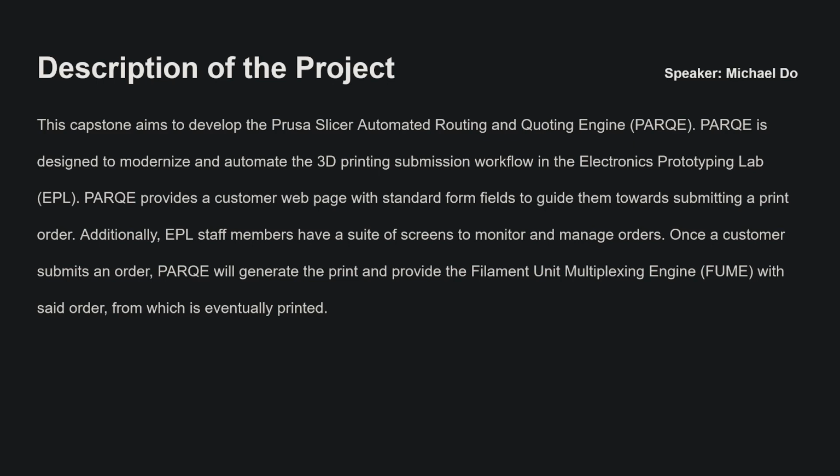PARQE provides a customer web page with standard form fields to guide them towards submitting a print order. Additionally, EPL staff have a suite of screens to monitor and manage orders. Once a customer submits an order, PARQE will generate a print and provide the filament unit multiplexer engine with the said order from which it will be printed.